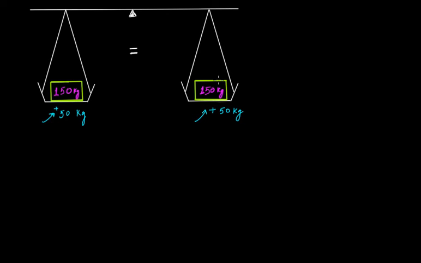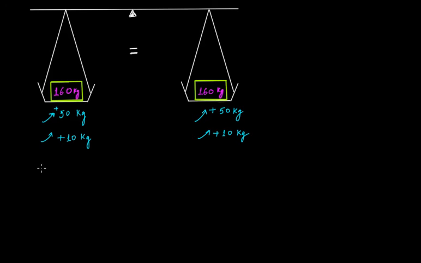If we again add 10 kg on this side, then in order to maintain the equality, you will have to add 10 kg on this side also. So after doing this, this will become 160 kg and this will also become 160 kg. Still the equality has been maintained.